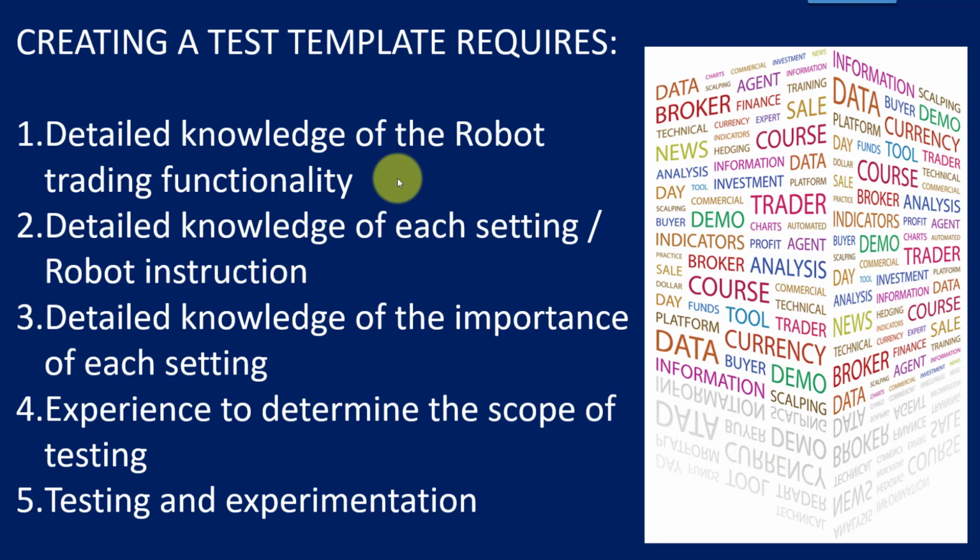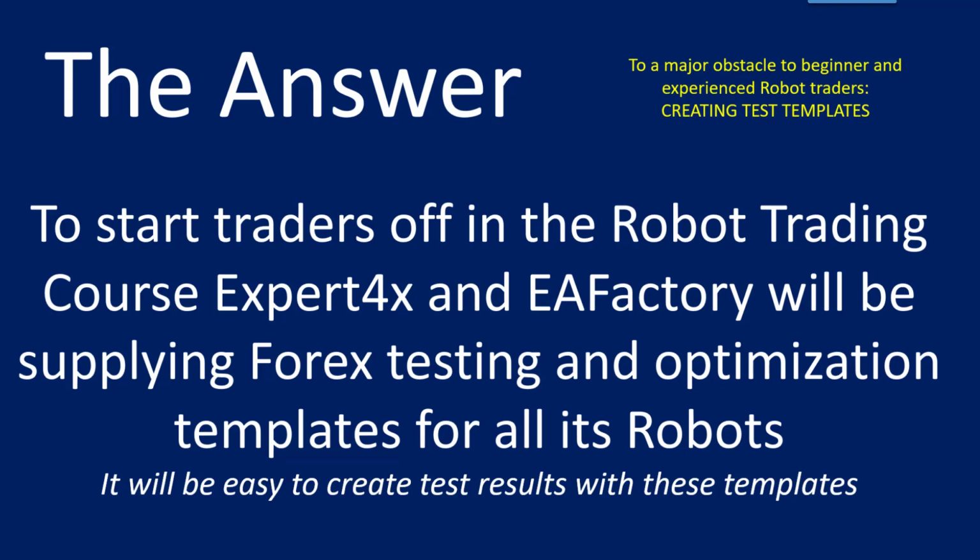Where do you want to start? Where do you want to stop? And how many gaps do you want to have in between? And a lot of this, creating the test, requires testing and experimentation. So the first version of the testing template is sometimes not the correct one. You would adjust it and adjust it to get to a more robust one. Pretty complicated process. So what is the answer?